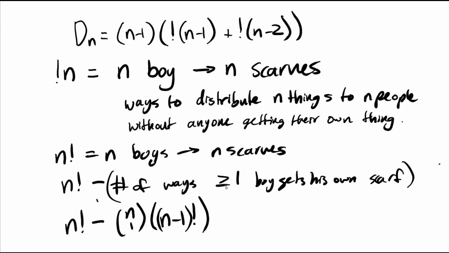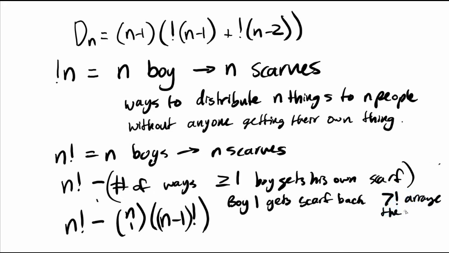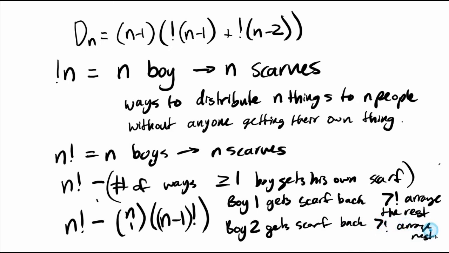So let's think about it this way. For boy number 1 gets scarf back, and there are 7 factorial ways to arrange the rest, right? Boy number 2, let's say we're considering the case where boy number 2 gets his scarf back, and we add on the 7 factorial ways to arrange the rest. Now let's say only these 2 boys get their scarf back.